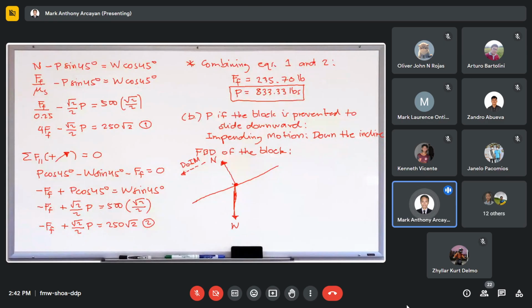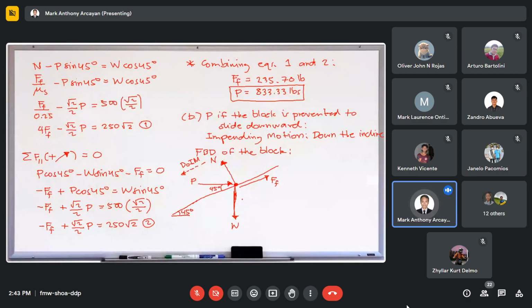Next, indicate nato ang horizontal force P. So mao na siya force P. Then if this is 45 degrees, kani po this is 45 degrees. Then, ang atong frictional force. So, ang direction of impending motion kay paubos man, so pasaka na po ang frictional force, no? This is our frictional force F sub F.